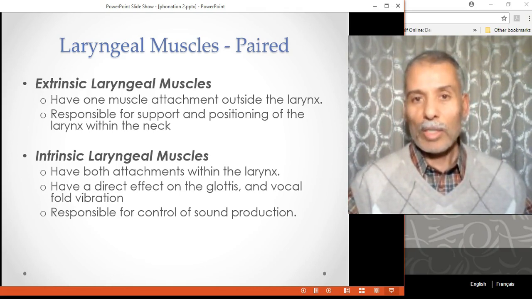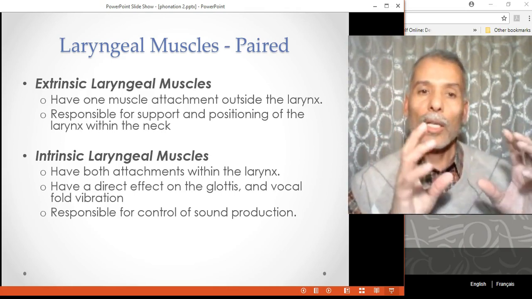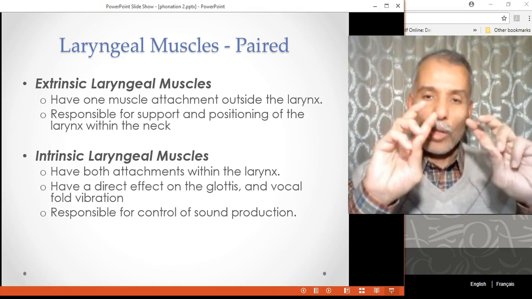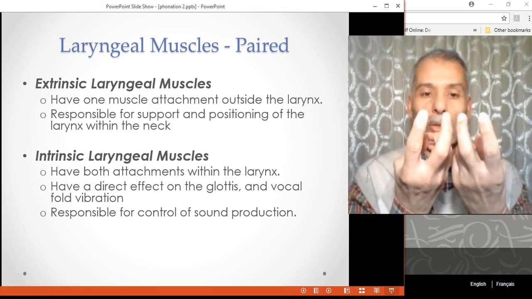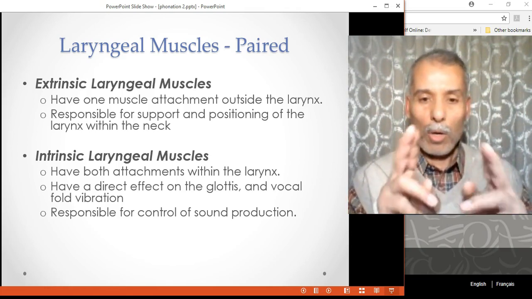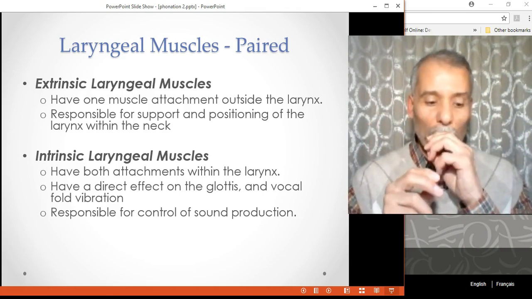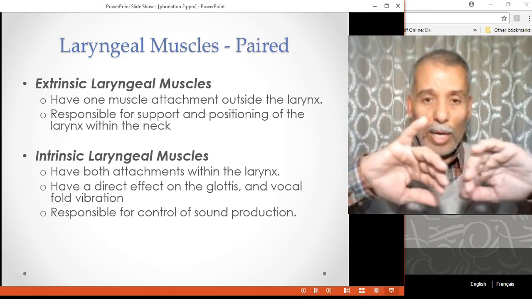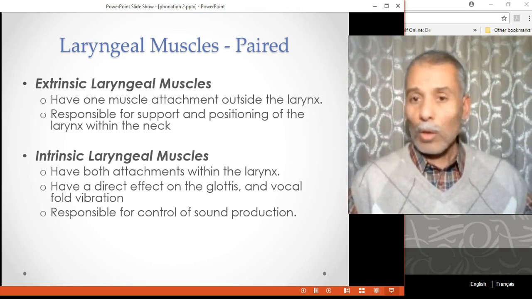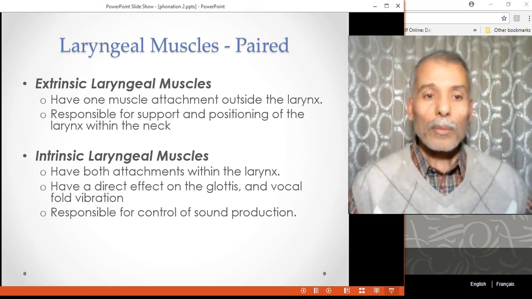Now, what about the intrinsic muscles? Their function is to act on the arytenoids so that they can swing them to the midline to bring the vocal folds together, to adduct the vocal folds, or to rotate the arytenoids laterally so that they can abduct the vocal folds. The vocal folds cannot adduct or abduct themselves.